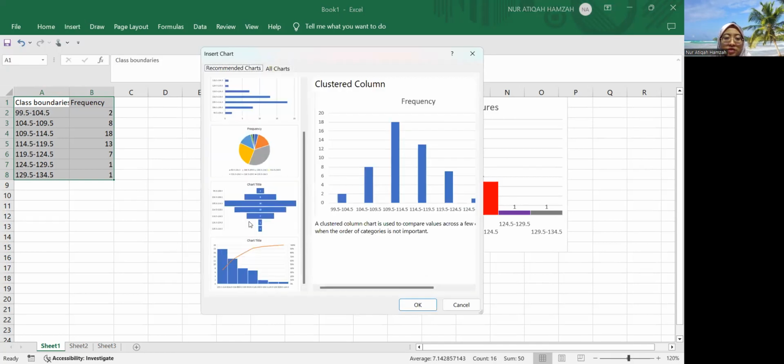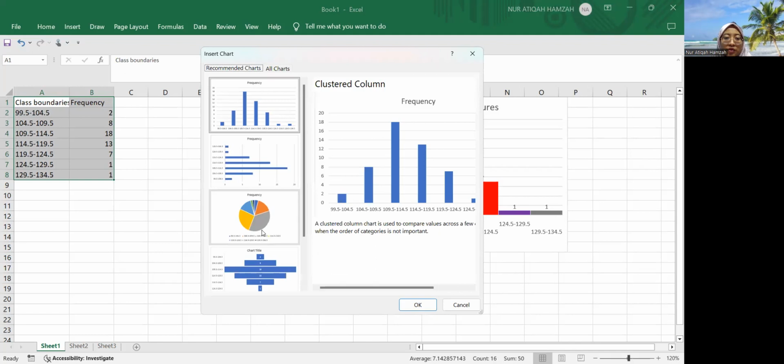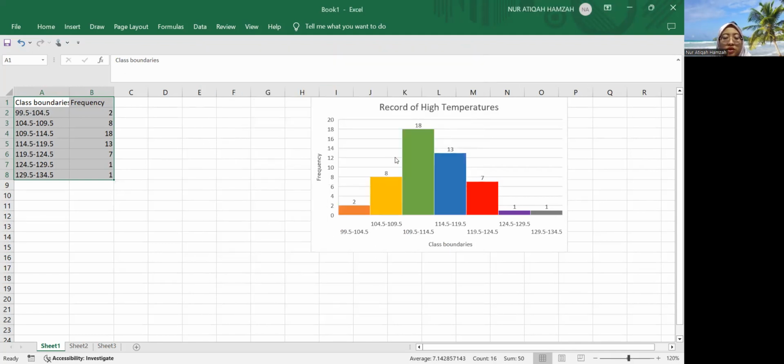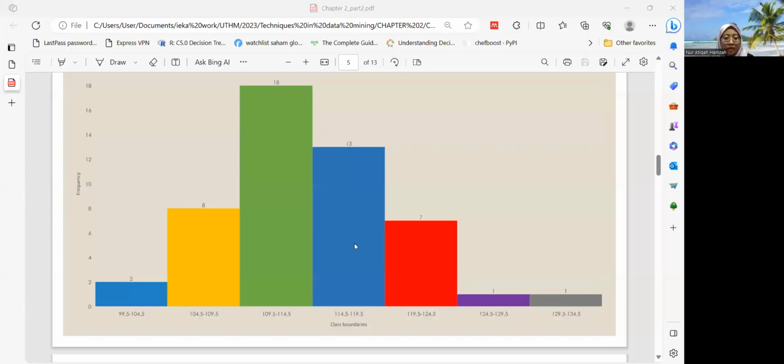Ataupun kat recommended charts ni pun kita ada. Okay, boleh tengok satu persatu. So you can explore by using Microsoft Excel. Okay, so daripada histogram ni kita dapat lihat mana satu kelas yang mempunyai frekuensi paling tinggi, and then the lowest one. Okay, kita boleh display value untuk each class.